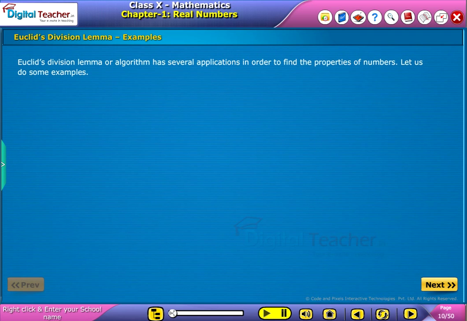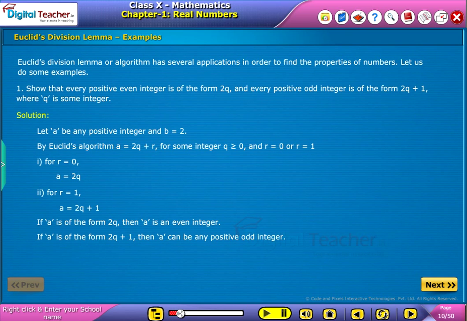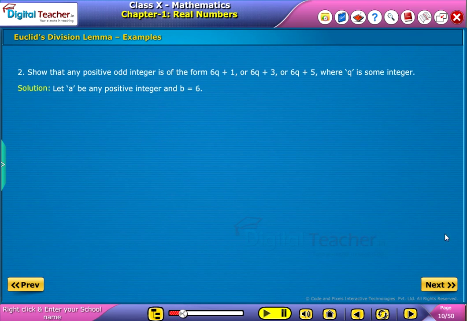Euclid's division lemma or algorithm has several applications in order to find the properties of numbers. Let us do some examples. Show that every positive integer and b equal to 6.